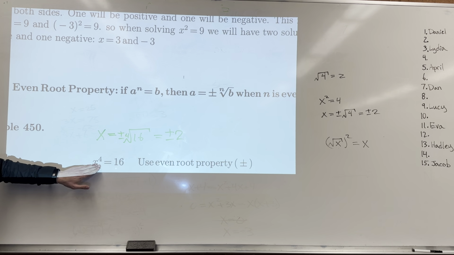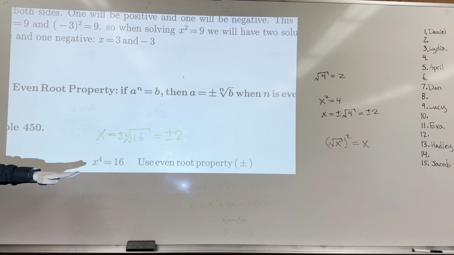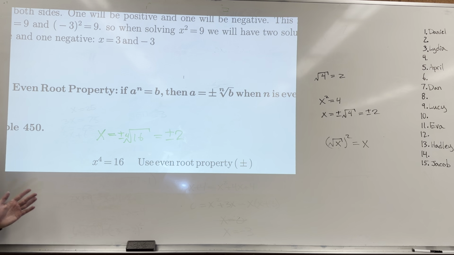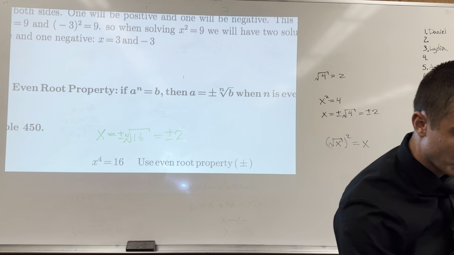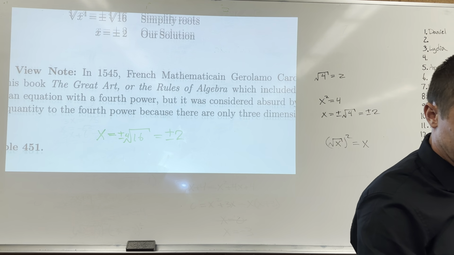So it's always going to have two solutions when you're solving an even exponent. It's going to be plus or minus the whatever root when it's even. When it's odd, it's only going to have one solution. When it's even, it's going to have two solutions, if it has any. It may have no solutions, but if it has a solution, it's going to be two solutions. So x equals plus or minus 2.